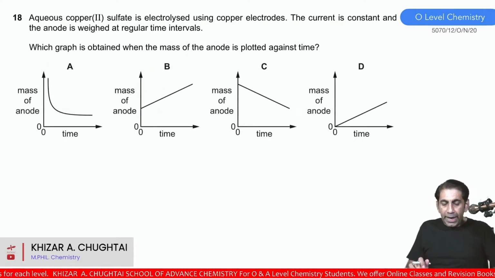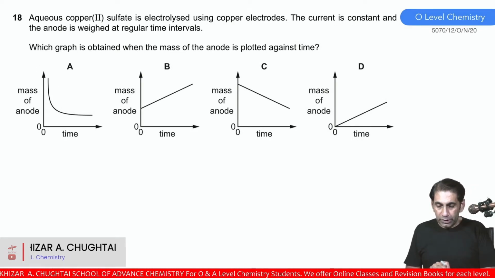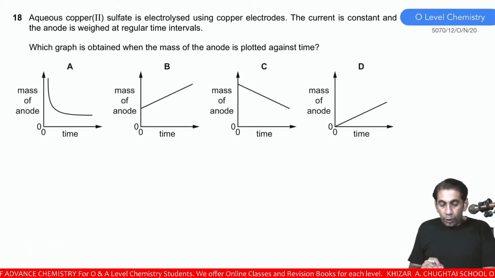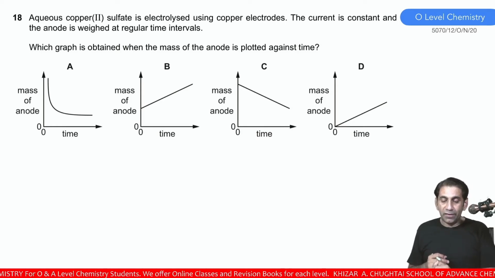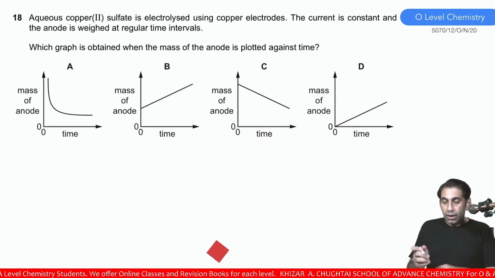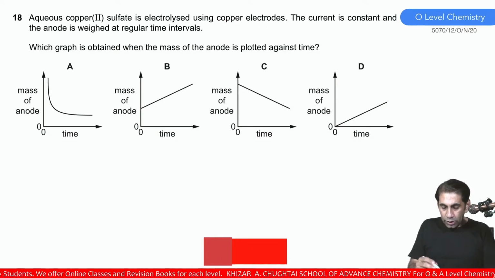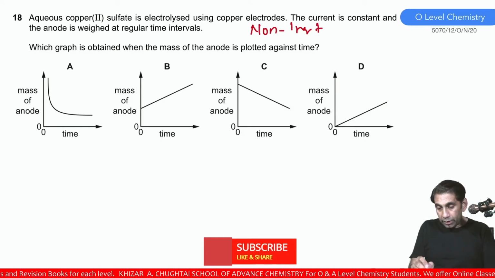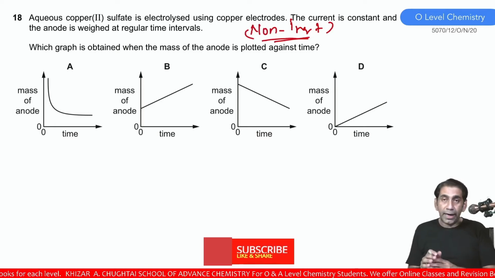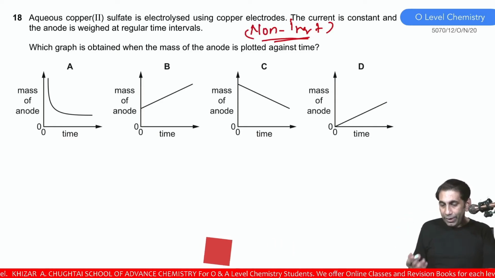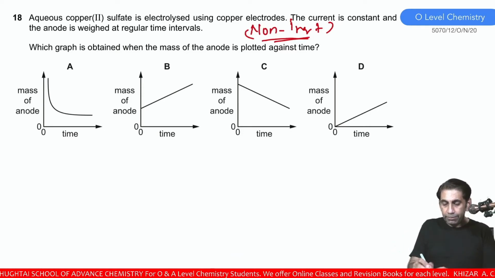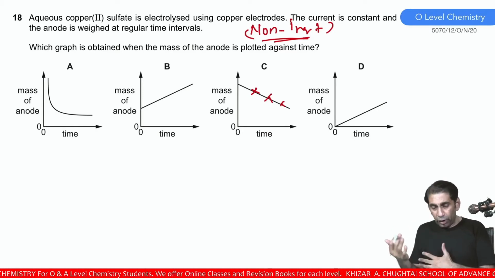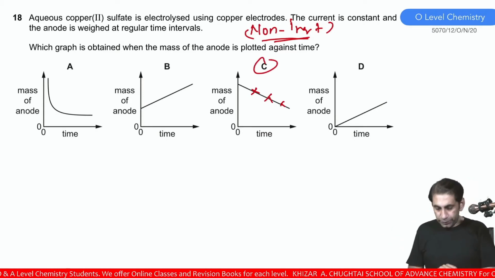Question number 18. Aqueous copper(II) sulfate is electrolyzed using copper electrodes. The current is constant and the anode is weighed at regular time intervals. Which graph is obtained when the mass of the anode is plotted against time? You know that this copper electrode is a non-inert electrode. In case of a non-inert electrode, the anode dissolves itself, and this dissolution is in a uniform way. So the mass of the anode will decrease uniformly with the passage of time. So C is the correct option.